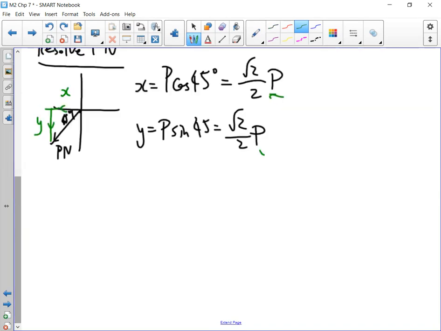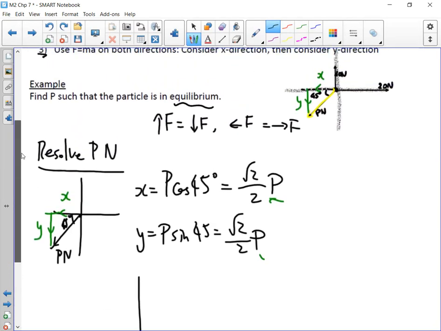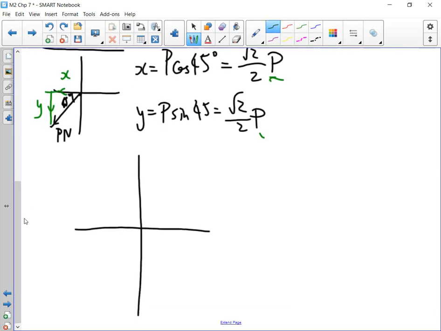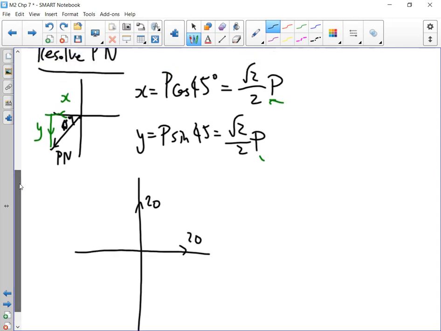Step 2, force diagram. A force diagram means we draw one big diagram that includes all the forces. From the question, I know my writing's not the best, this is 20 on the top. So 20 upwards and 20 rightwards. We've also resolved P in the different directions. So x going left is root 2 over 2 P.